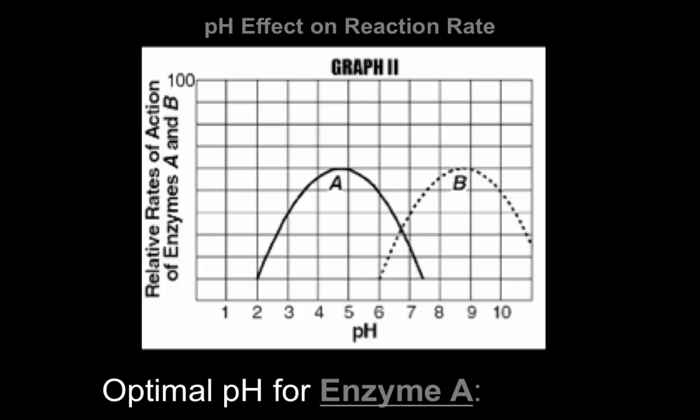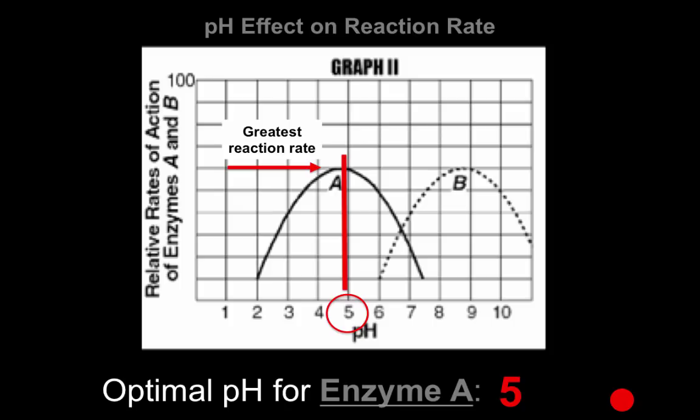Also, make sure you're able to read these graphs. So if I were to ask you for the optimal pH for enzyme A, all you would have to do is figure out where the greatest reaction rate is, which would be at the peak, draw a line straight down, and a pH of 5 is the optimal pH, or in other words, where enzyme A works the best.